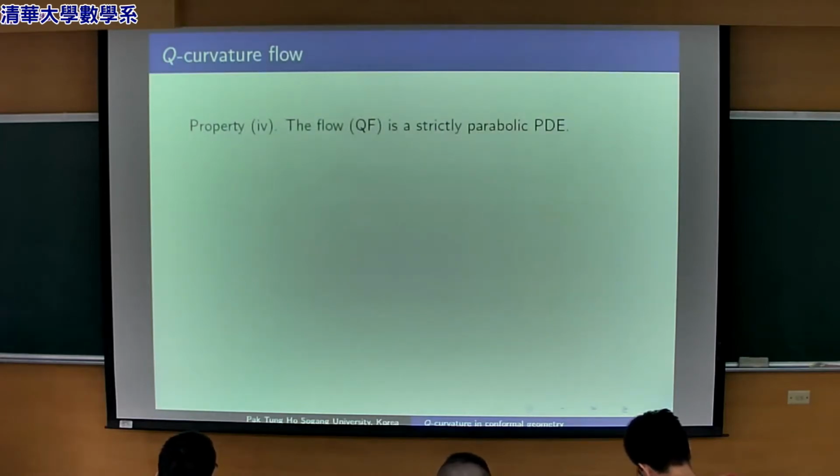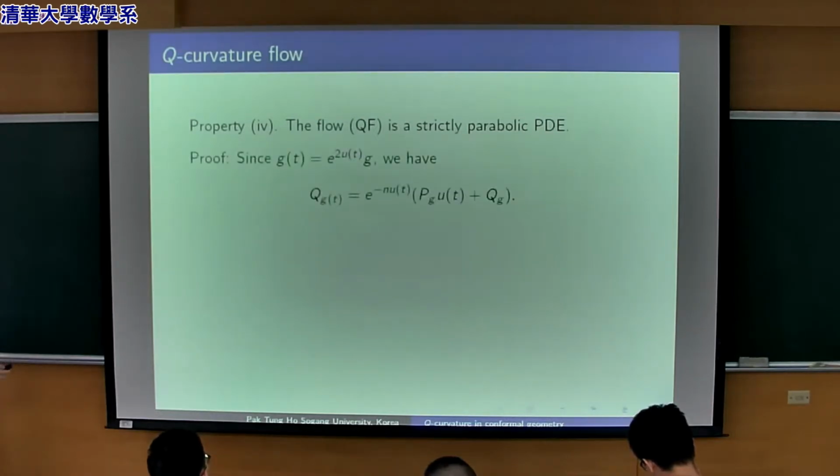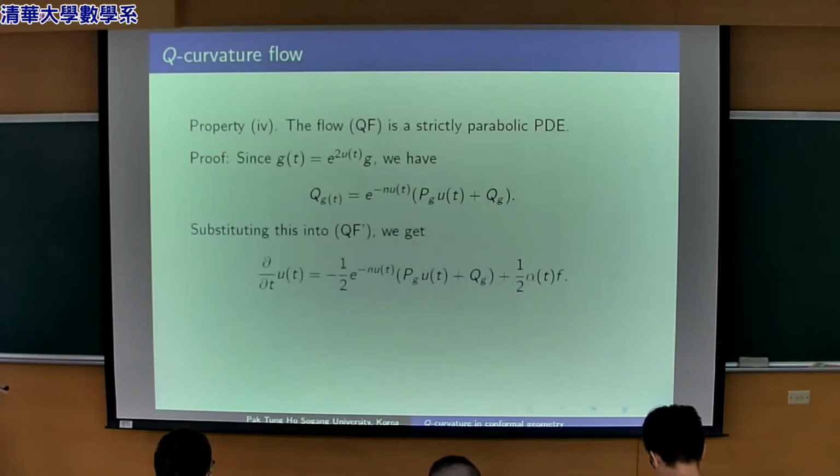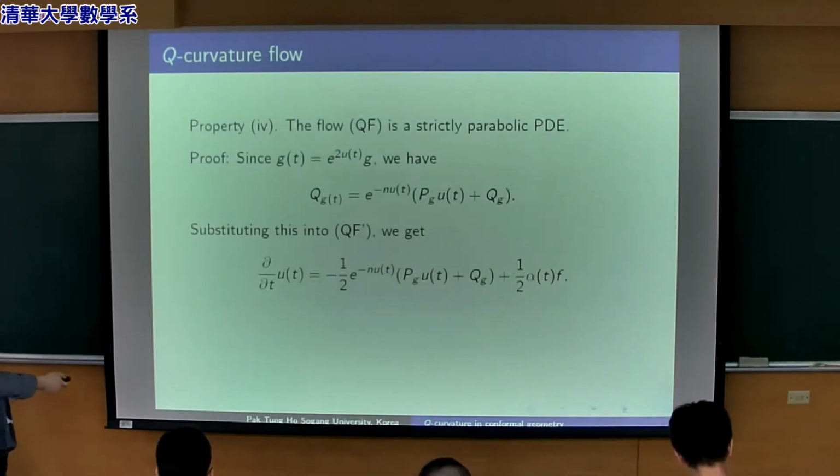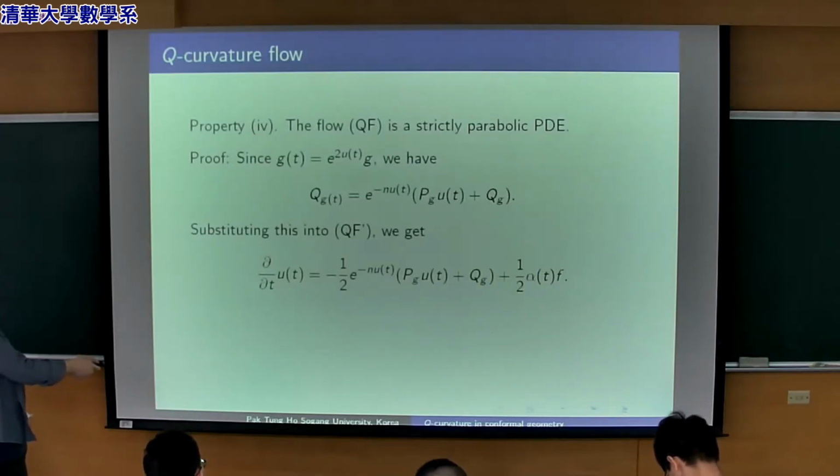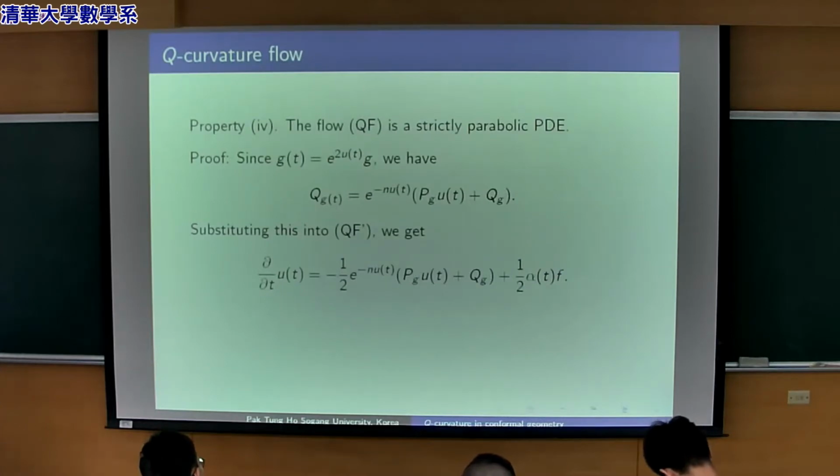Lastly, in fact the flow is very good compared to, maybe you have heard about, Ricci flow. Compared to Ricci flow, this is an extremely good flow because this is strictly parabolic. Not only parabolic, but in fact a strictly parabolic PDE. Why? Because once again, you write the flow, because this is conformal, the Q-curvature changes in this way. Substitute this into the flow equation of the conformal factor, so it becomes this. It looks complicated, but you just need to look at two terms. The first term on the left hand side is the t derivative of u. On the right hand side, you have this term, the higher order term, which is the Laplacian. So this is a heat equation type equation, parabolic type. Left hand side is the t derivative, right hand side is the Laplacian.